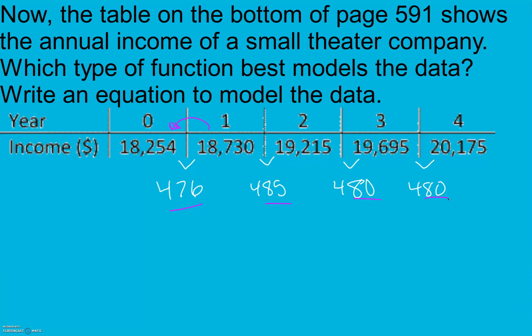So since I can add the same amount approximately each time, I'm going to say this is a linear model. Remember, that means y equals mx plus b. Our change every time is our slope. Our initial amount is our b. So y equals, I'm going to use 480 here because that's kind of the average of all of those and the one that appears twice, times x plus where we started, 18,254.